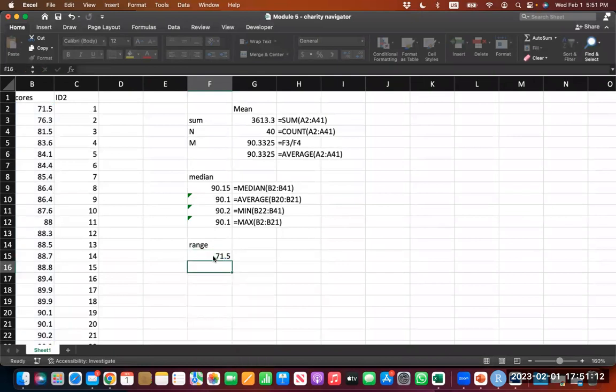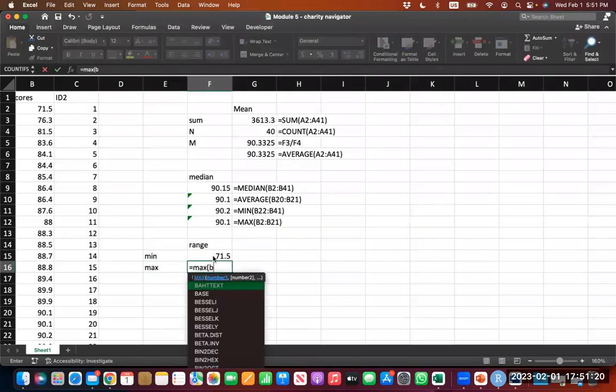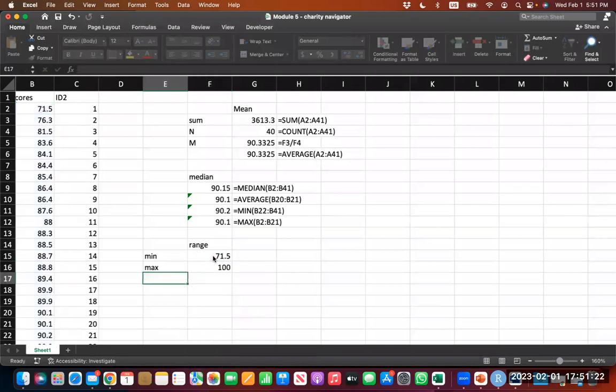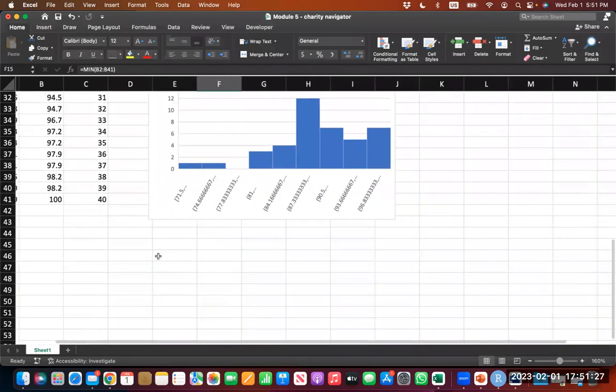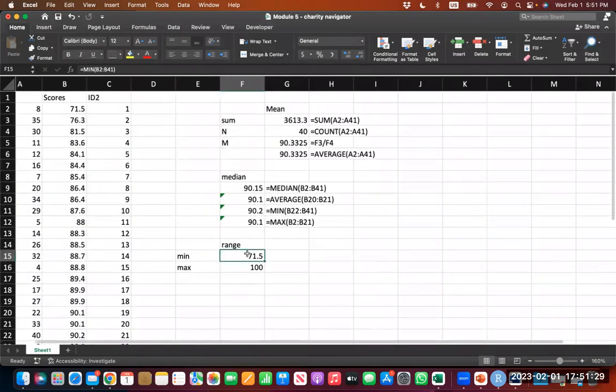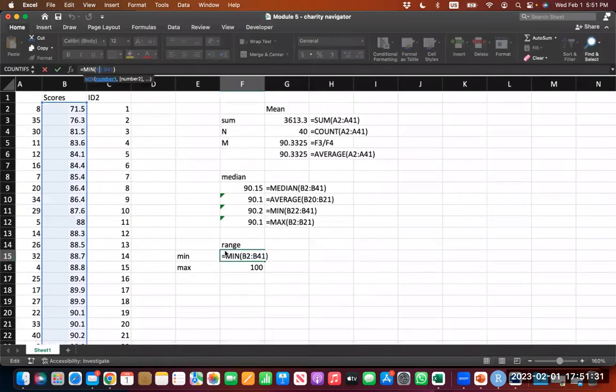B2 to B41. And so this would be min, then we need max, and that's max of B2 to B41, which is 100. Wow. Okay, so now the range is basically the difference between those two.